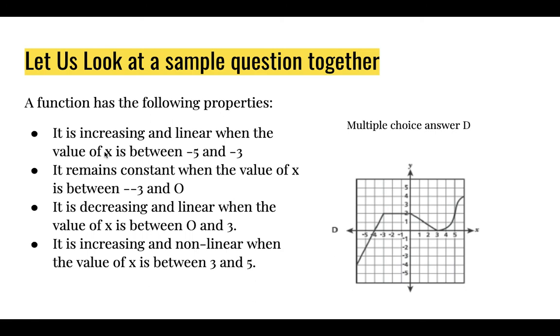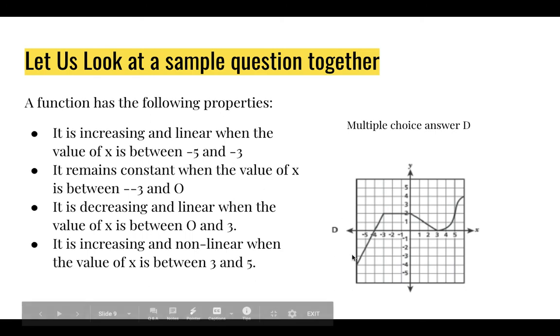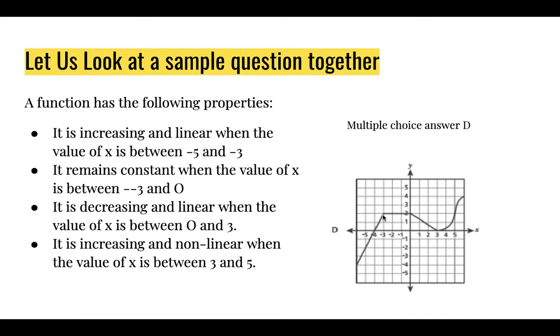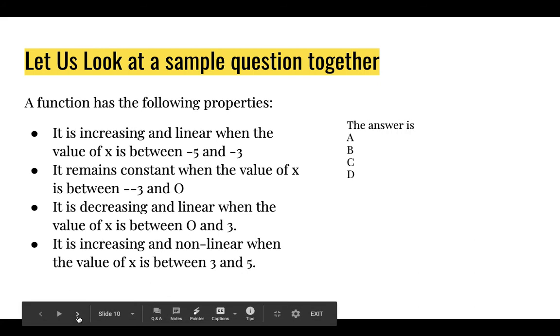Answer choice D. It is increasing and linear between -5 and -3. True. It is constant between -3 and 0. True. It's decreasing and linear between 0 and 3. True. And it's increasing and nonlinear between 3 and 5. So answer choice D is our answer. So our answer is answer choice D.